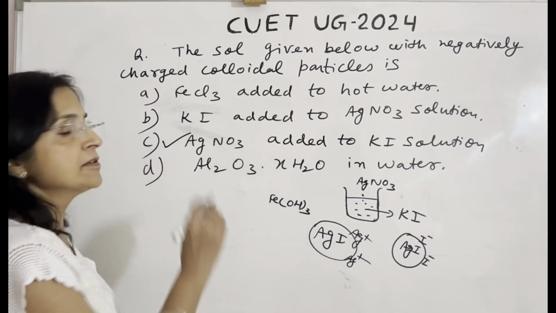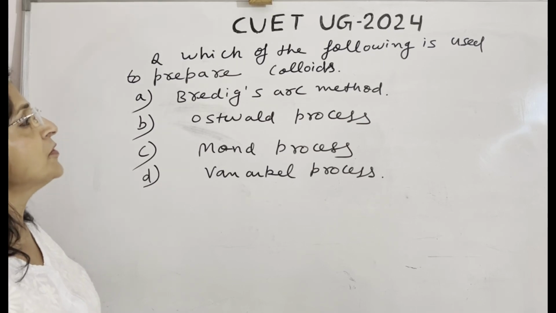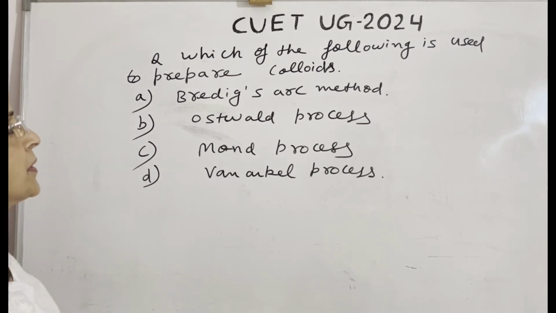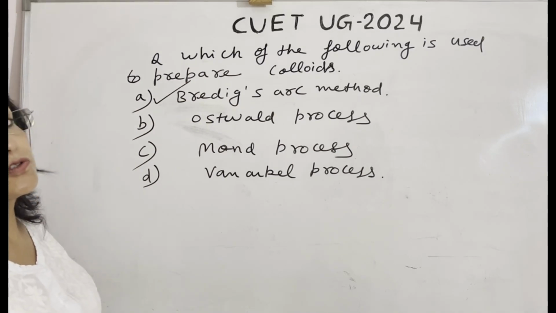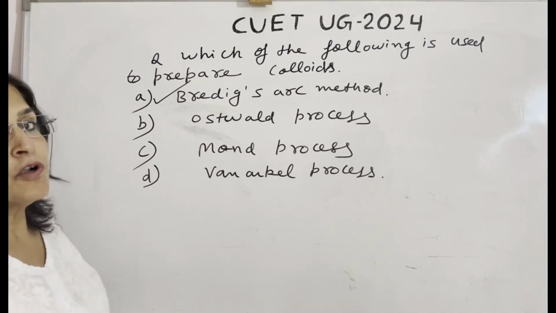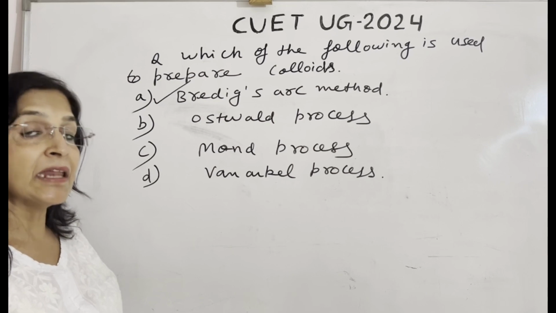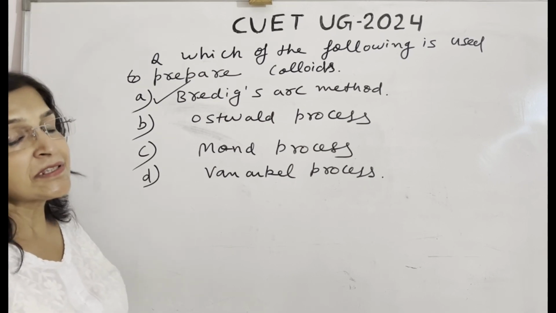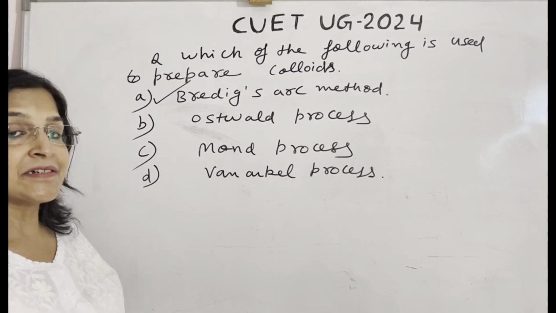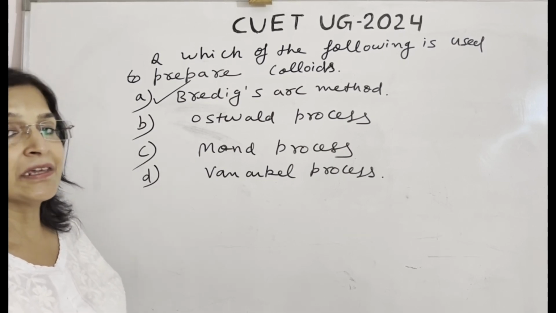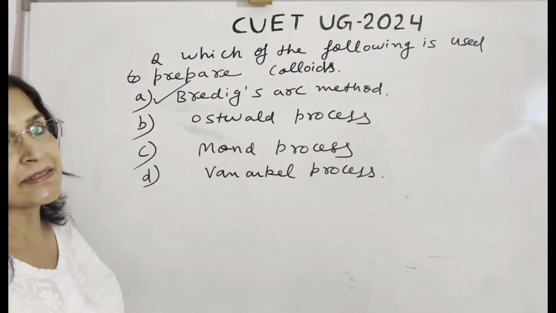So answer is C. Next question, which of the following is used to prepare colloids? Bredig's arc method. Ostwald process is used to prepare nitric acid. Mond process is used to purify nickel metal. Van Arkel process is used to purify zirconium metal. These two methods are discussed in the video of inorganic chemistry. आप उसमें डिटेल में देख सकते हैं ये दोनों.